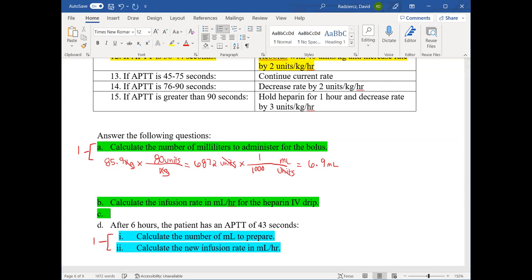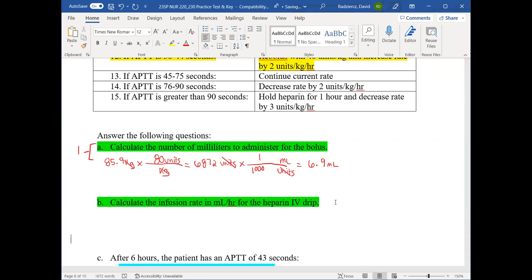All right. The next question is, now we're going to calculate the infusion. First of all, it tells us to start an infusion or a drip rate at 18 units per kilogram per hour. Anytime you see kilograms, you know you're going to have to account for the patient's weight. So I'm going to take that same patient, 85.9 kilograms, multiply by the 18 units per kilogram per hour. That gets rid of kilograms. 85.9 times 18 gives me 1,546.2. And that's units per hour.